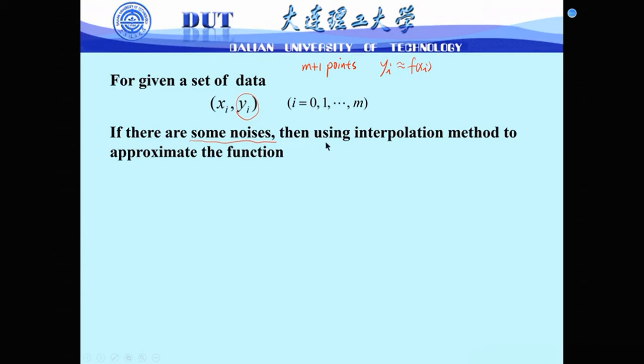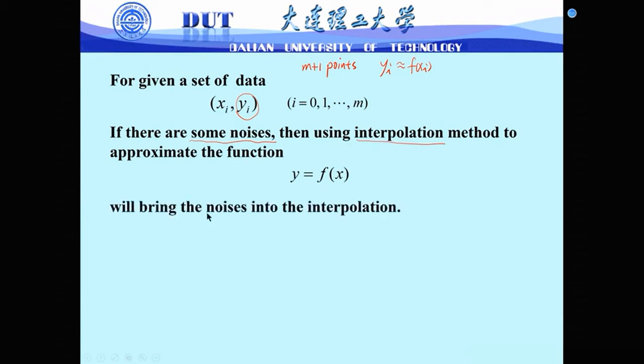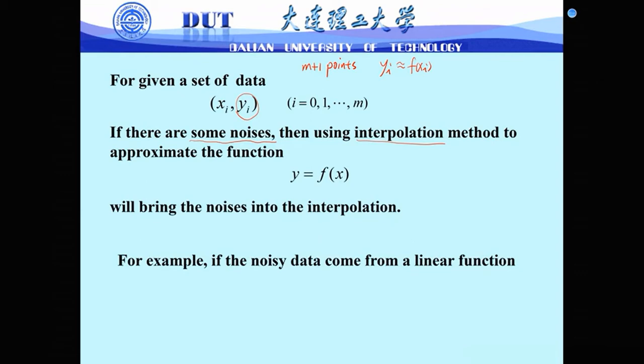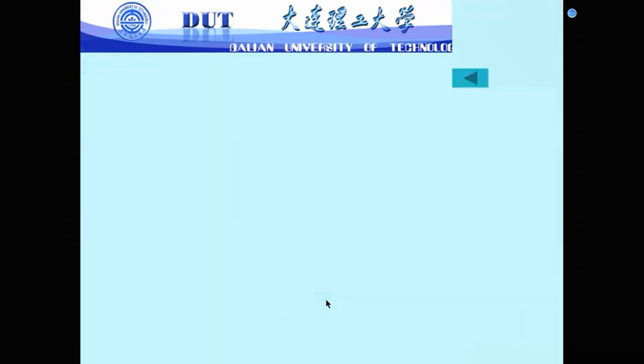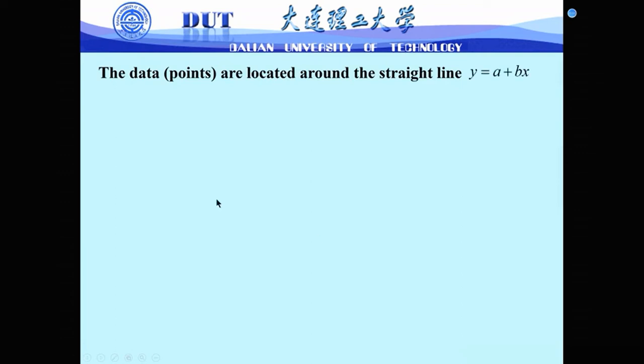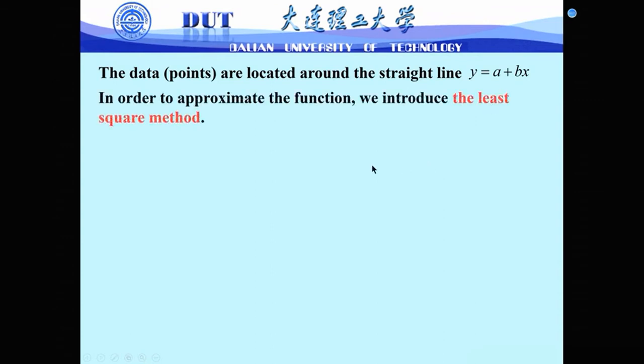So if we just use the interpolation method to approximate the function y equal to f(x), we bring the noises into the interpolation. So we want to find another method. For example, if the noisy data come from a linear function, y equal to a plus bx. Here, I show you a figure like this. The data points are located around the straight line y equal to a plus bx.